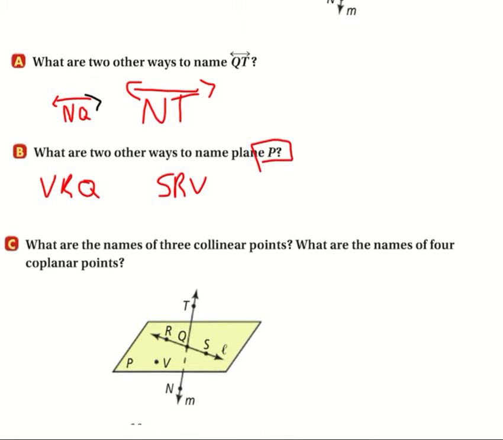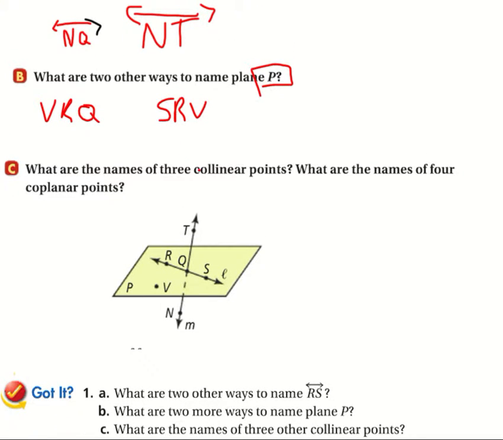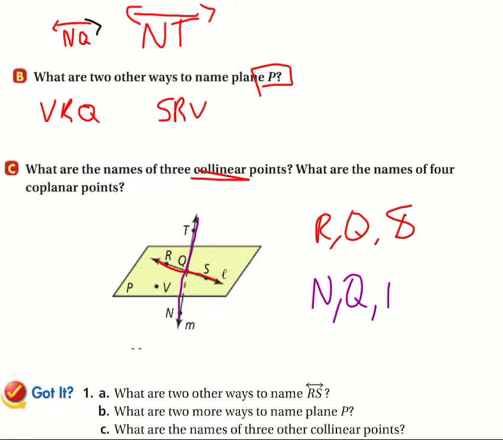And so here's that drawing again. We want to know collinear points. Remember, collinear means they lie in a line. We want to know the names of 3 points that are collinear. If we look at it, we have this line going through, and we have an R on it, a Q on it, and an S on it. So we could say R, Q, and S. And then we also see that we have another line going up through it, and N, Q, and T both lie on that line. And so those are collinear.